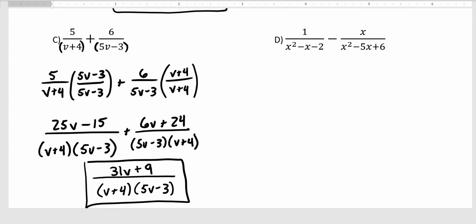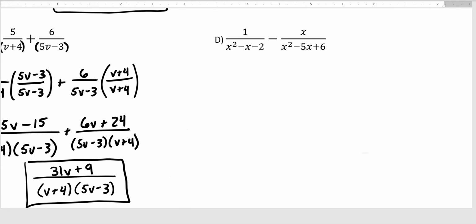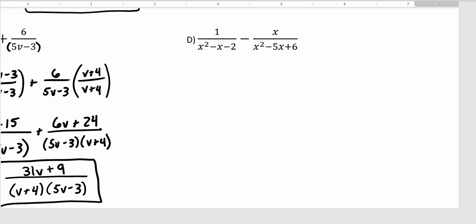Now looking at letter D here, this is one where we're going to have to factor the denominators to figure out what's really going on. So we have 1 over x squared minus x minus 2. Well, that's x minus 2 times x plus 1. And we're going to subtract from that x over, let's see, x squared minus 5x plus 6. So that would be x minus 2 times x minus 3.